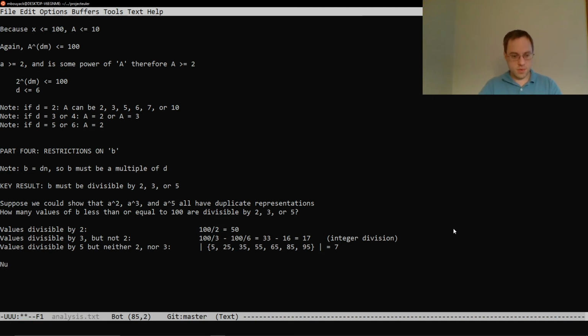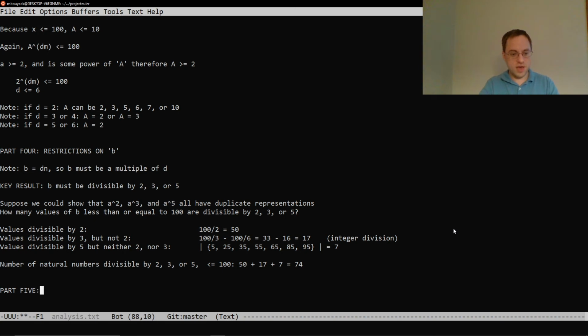Okay, so from this, the number of natural numbers divisible by 2, 3, or 5 less than or equal to 100 is going to be equal to 50 plus 17 plus 7. And so that's going to be equal to 74. Now, unfortunately, when we actually get into looking at the specific cases of our solution, none of them will exactly match this situation. But this, I think, is a good exercise to look at how to count our duplicates in the simplest case. And then for our actual solution, we'll look at the individual cases as we get to them.